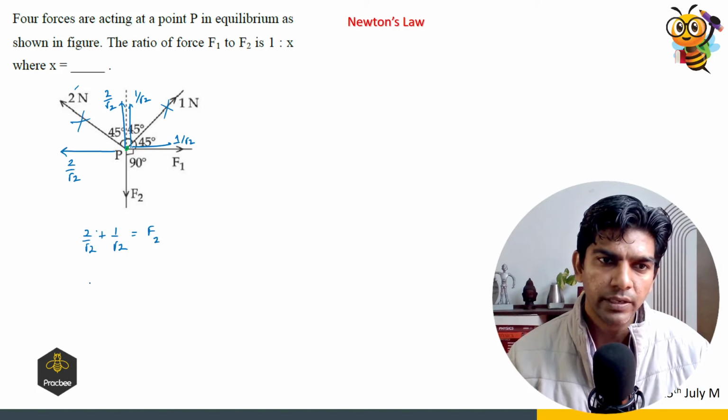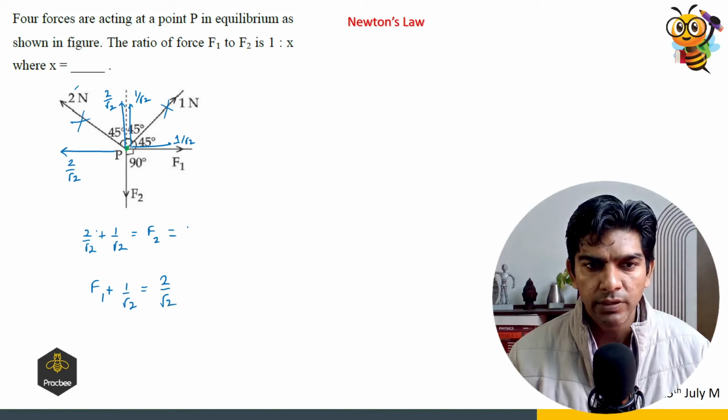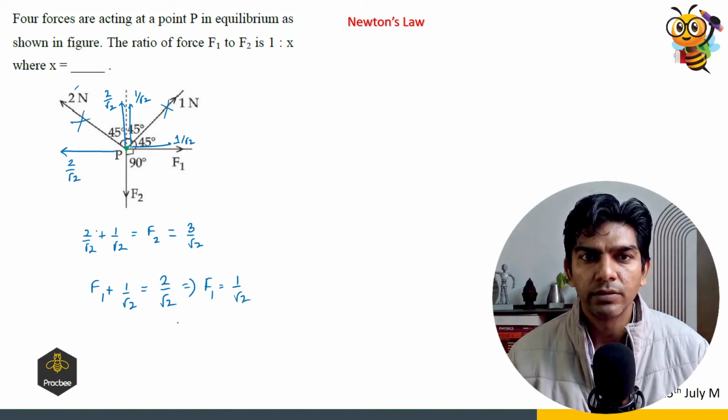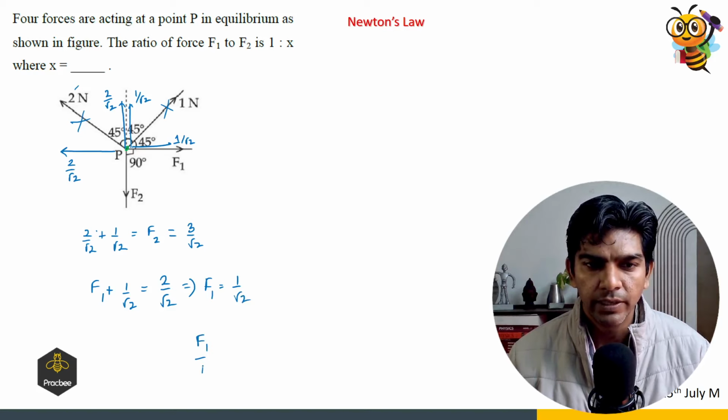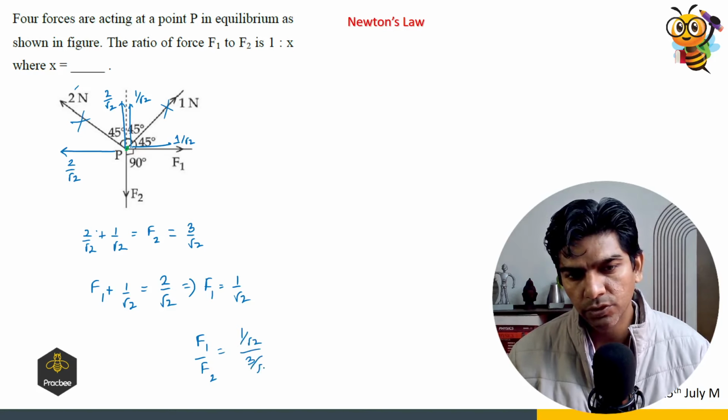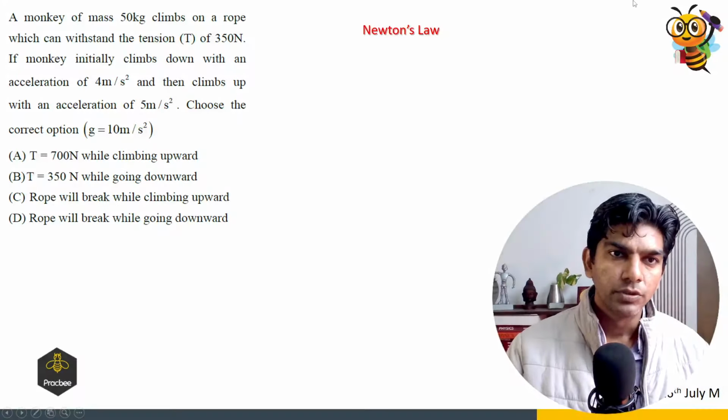And in the horizontal direction, F1 plus 1 by root 2 should balance 2 by root 2. So this will give us 3 by root 2, and this will give us F1 as 1 by root 2. So we have to find the ratio. So F1 by F2 will be 1 by root 2 upon 3 by root 2, which is 1 by 3, which is given as 1 by x. So x will be equal to 3. So now let us see this question.